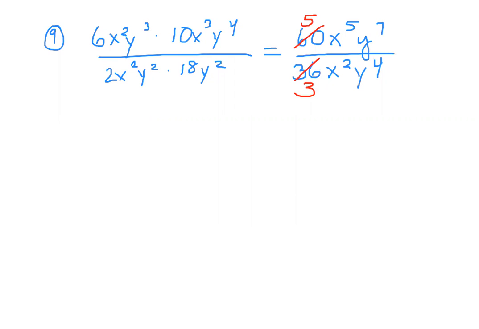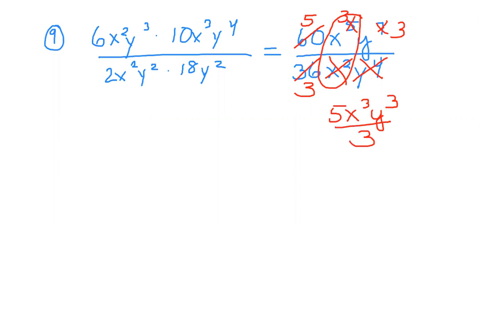What are we going to do with our x's right here? We have 5 on the top and 2 on the bottom. All of the ones on the bottom will cancel, and this becomes x cubed. Here we have a 7 minus 4, so that becomes y cubed. So our answer is 5x cubed y cubed over 3. And that's our answer for number 9.